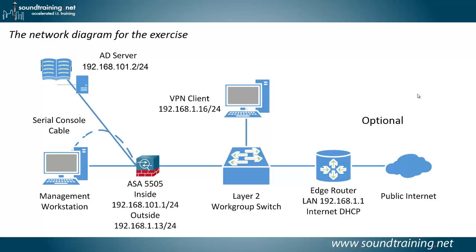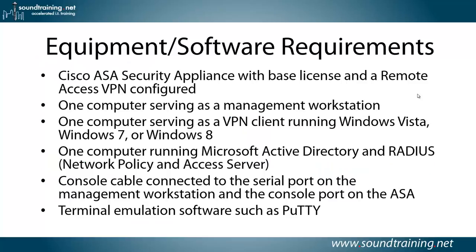You'll also need a VPN client connected to the outside of the ASA. And optionally, you may want to have internet access, but it's certainly not required to follow along on the video. More specific equipment and software requirements: a Cisco ASA security appliance with a base license and a remote access VPN already configured. We're simply going to add the Radius authentication to the existing remote access VPN.